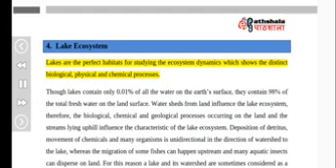4. Lake ecosystem. Lakes are perfect habitats for studying ecosystem dynamics, which show distinct biological, physical, and chemical processes. Though lakes contain only 0.01% of all the water on the Earth's surface, they contain 98% of the total fresh water on the land surface.